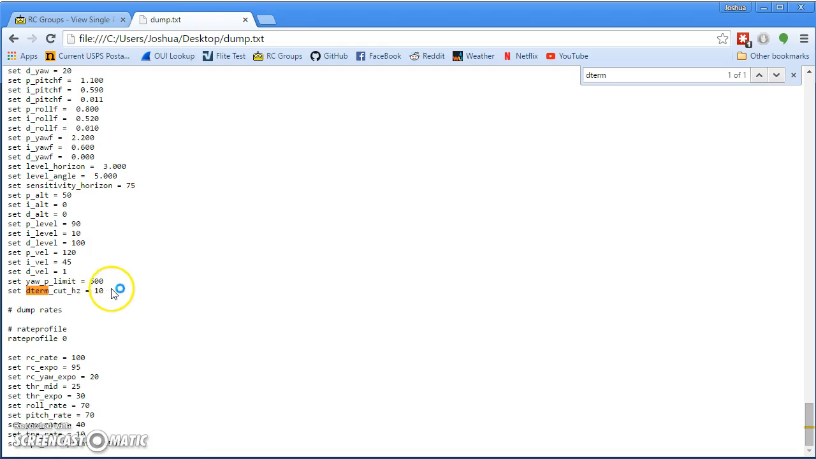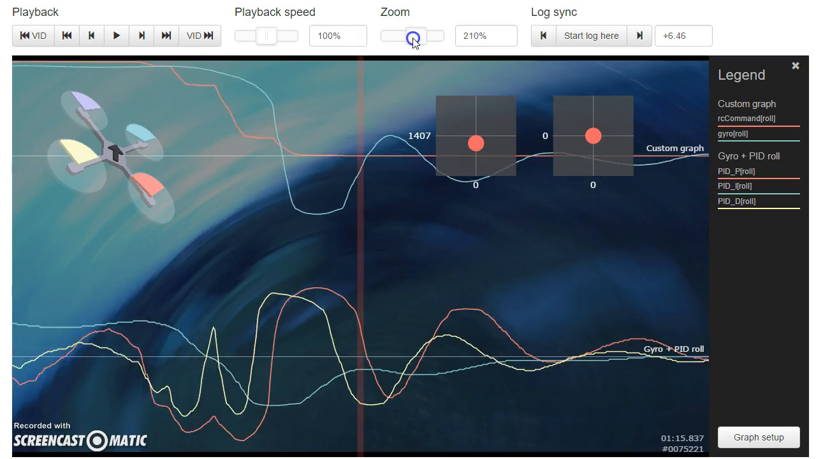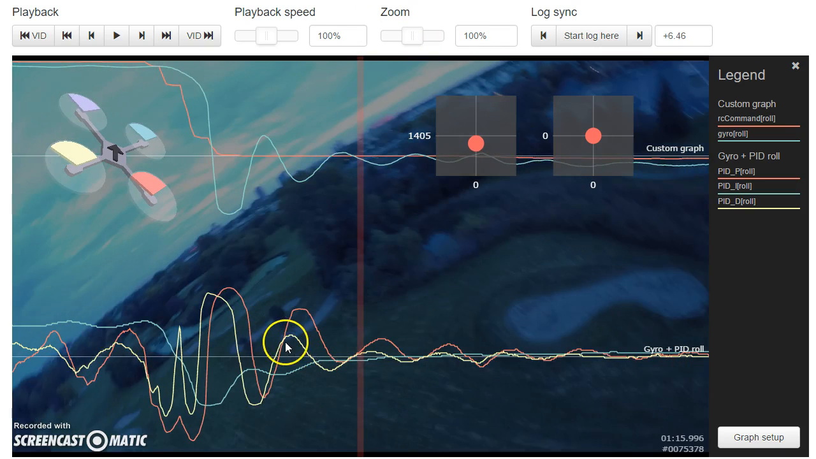So the first thing you should definitely do is fix this value and then fly and see how it goes. But if we look here, and let me zoom back to 100%, we can see that the magnitude of the D term is smaller than the magnitude of the P term. And in many cases, what I've seen is that D does the best job when D is about as big as the P term or maybe a little bigger.